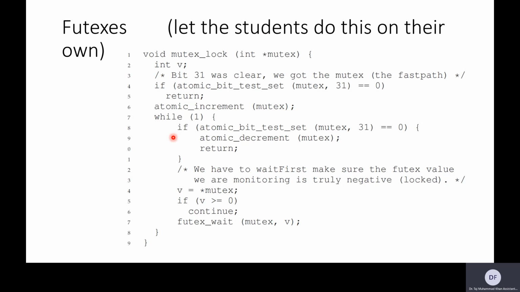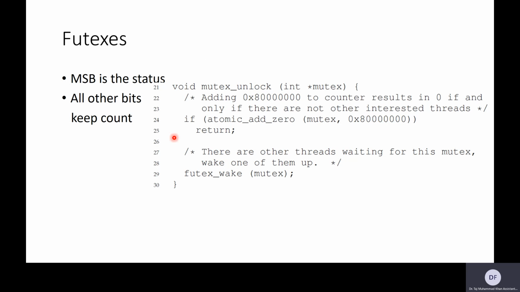So this is the last section in this chapter. You are invited to read and try to understand this code yourself. This is on Futexes. Futex is basically the Linux implementation of locks or mutexes. Try to see if you can understand this code. Okay? And if you have any questions, you can always ask me next week in the office hours. So this is the implementation of Futexes.